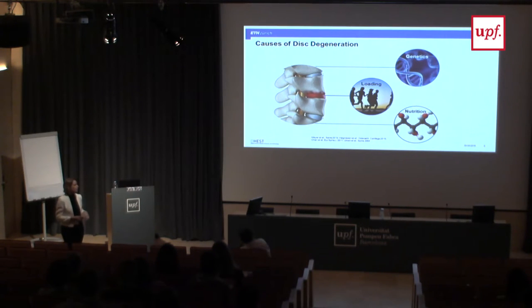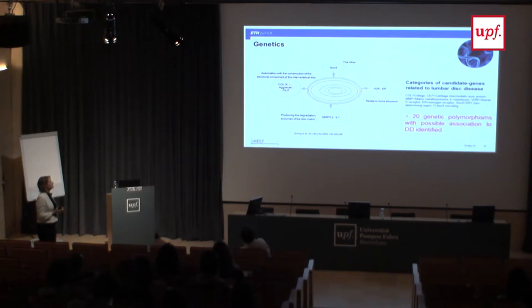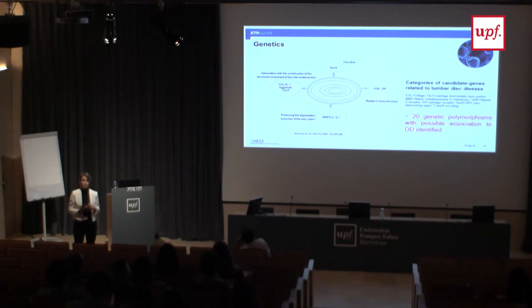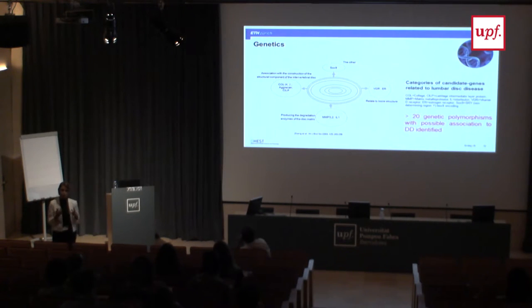So traditionally, these two were thought to be the two important ones, kind of the only ones. And then the genetic aspect only came maybe 10 years ago when people started to look more into that. And if you look at what has been published up to now, you will see that there are lots of papers. And depending on where people actually come from, so there is a difference between different races, you will find that there are probably more than 20 genetic polymorphisms, so gene defects and changes, that are associated with this degeneration.